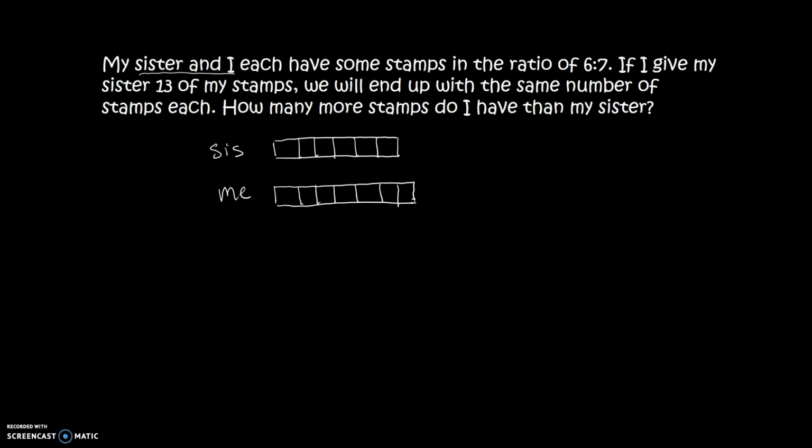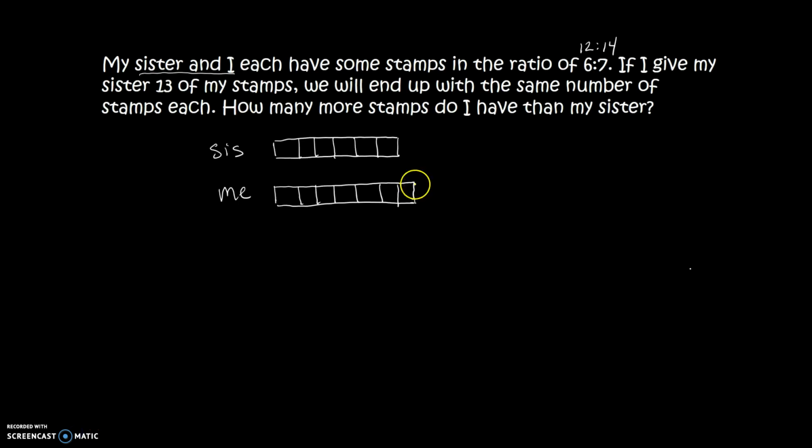So what I'm going to do is make an equivalent ratio. I'm going to just multiply 6 and 7 by 2, so I'm going to end up with a ratio of 12 to 14. And that will free me up to give 1 whole unit to my sister, where I'll have 13 units and sister will have 13 units. So let's go ahead and do that.